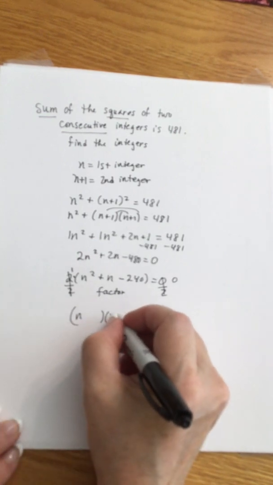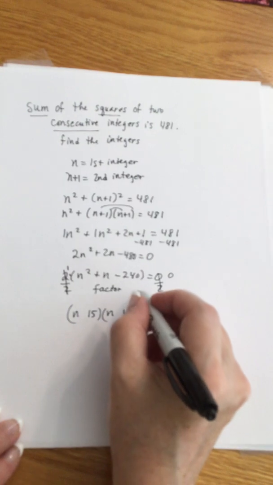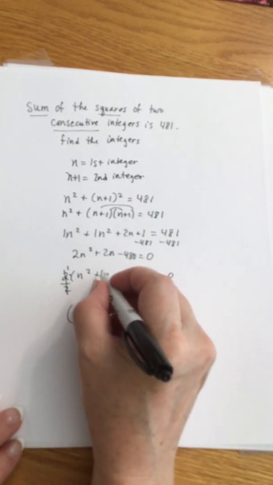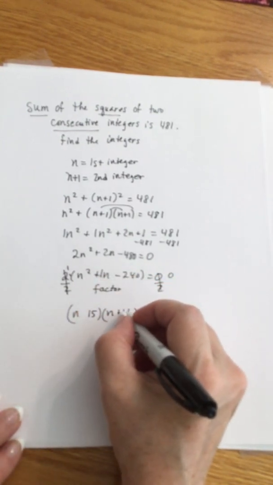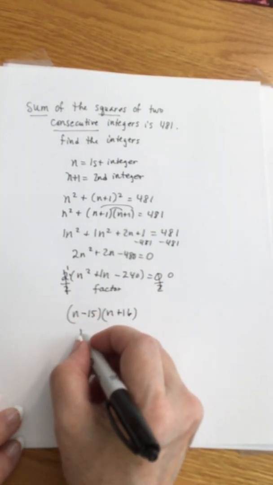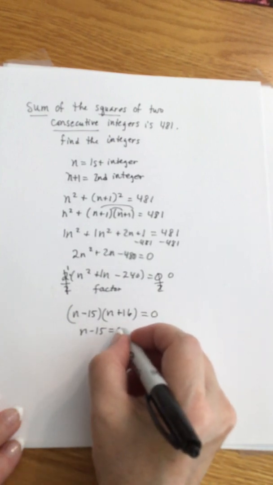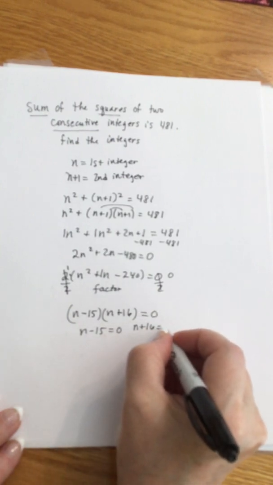I get n and n. I'm going to help you out. 15 and 16 multiplies to be 240. Since we have to have a positive 1, we know the 16 has to be plus, the 15 minus. So I get n minus 15 equals 0, and n plus 16 equals 0.